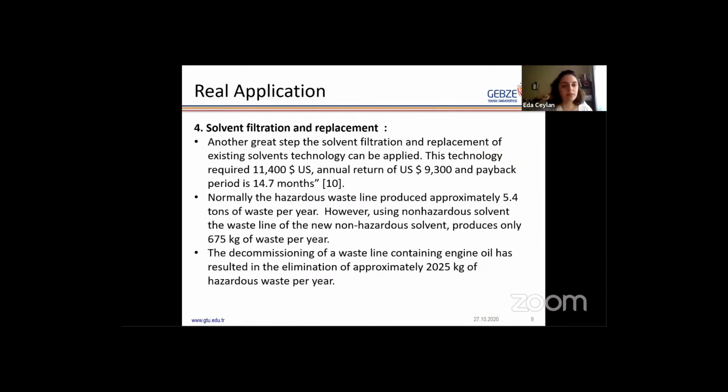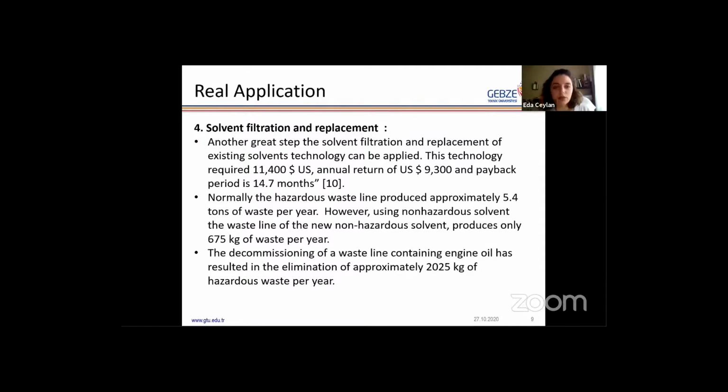Another real application is solvent filtration and replacement. I will give you Barrick Gold Corporation as an example for this section. Barrick Gold Corporation is a gold and copper mining company with 30 operation areas. It's also a mining giant that is running 140 energy efficiency projects, and more than 20% of the electrical energy used in its mining operations comes from renewable energy sources like solar or wind power. Solvent filtration and replacement of the existing solvent technology can be applied.